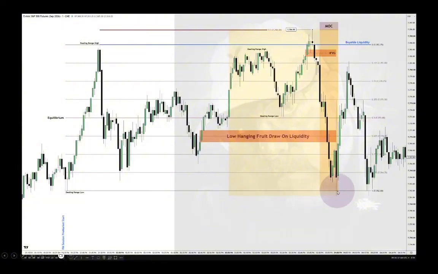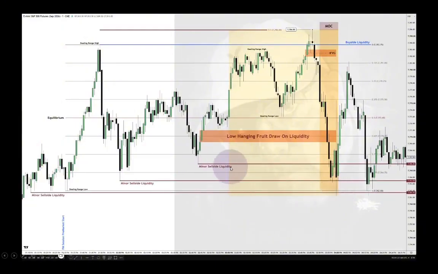Now, let's go into the science behind it a little bit better than just what I've shown. Minor sell side, taken. Minor sell side, taken. Minor sell side, taken. See that?